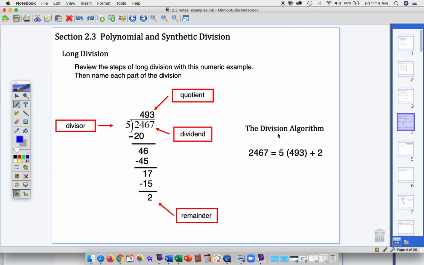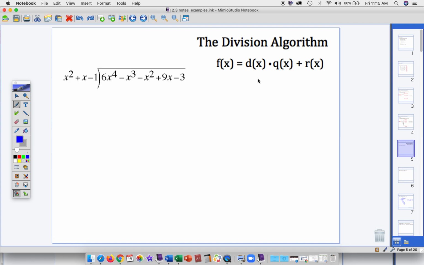So the division algorithm, we can use that to write out our division in this manner. 2,467 is equal to 5, right? Our divisor times the quotient plus the remainder. In this section, you'll be asked to write your solutions using the division algorithm. So this is how it would be done. For polynomials, f of x, that's our dividend. D of x is the divisor. Q of x is the quotient, and R of x is the remainder.